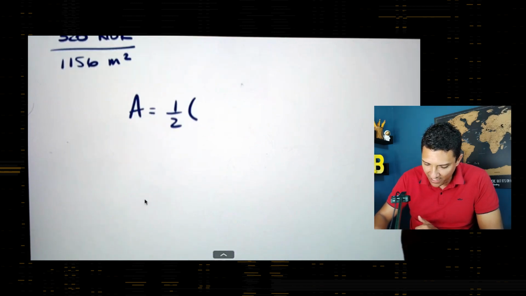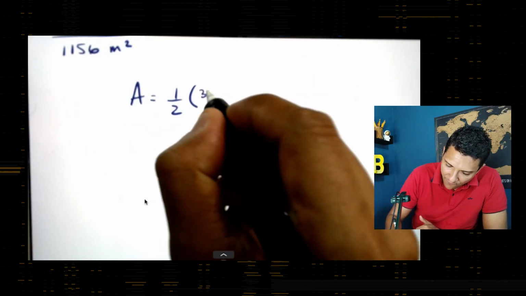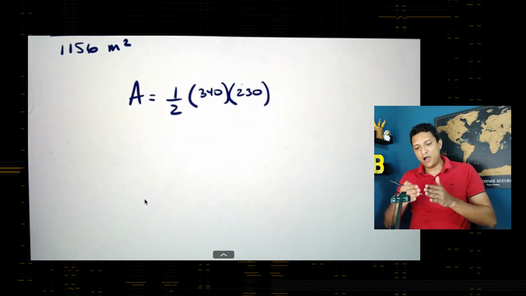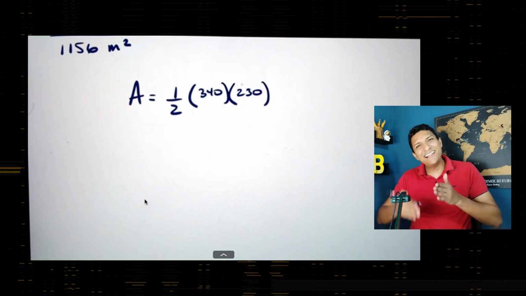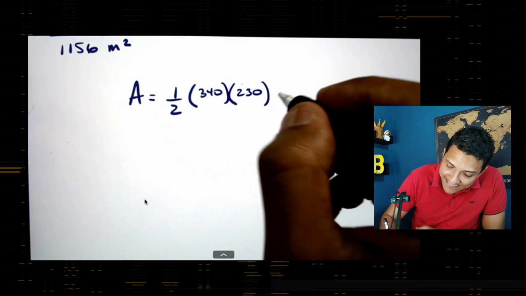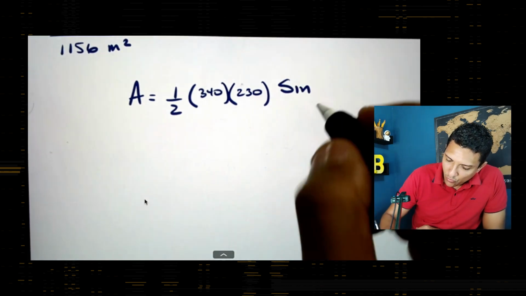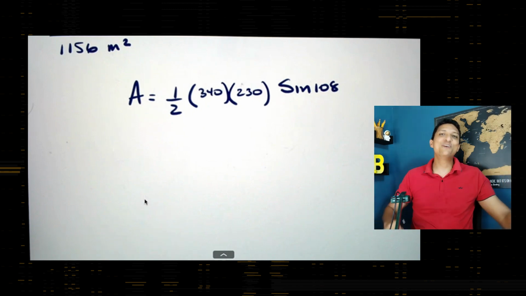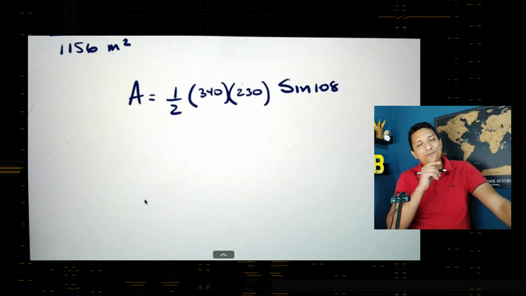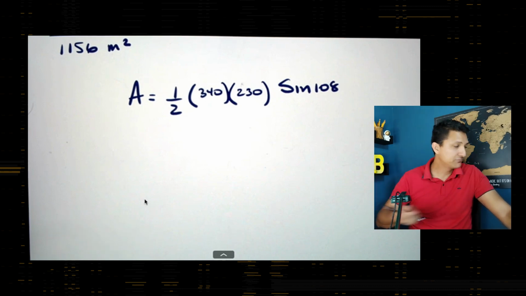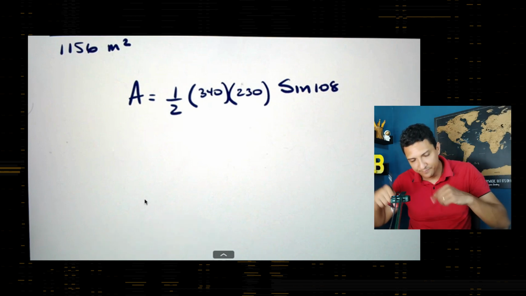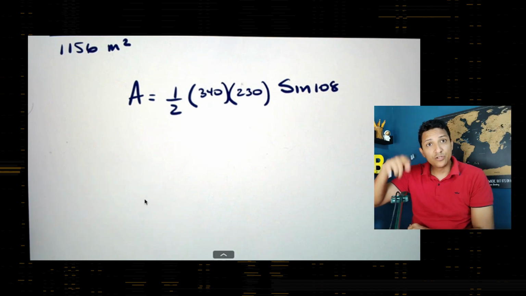So remember that the formula is 1/2 times 340 times 230, the two sides that are delimiting the angle, times the sine of 108. For those that do not know this formula, there's also a video that I recorded about finding the area of a non-right triangle. The links are in the description, so just scroll down.